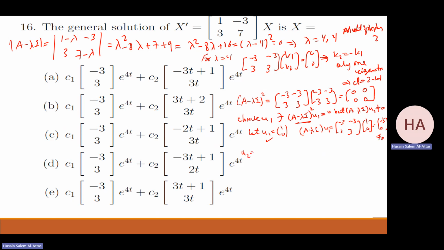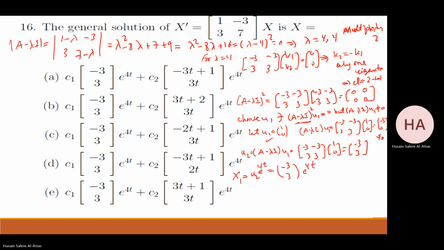Now it will be U2. It will be A minus lambda I times U1. And that will be what? Times 1, 0, which actually we did now, minus 3, 3. So what are the solutions? X1 will be U2 e to the 4T, my lambda is 4. That will be minus 3, 3, e to the 4T. Either you'll see the same or scalar multiple of it.